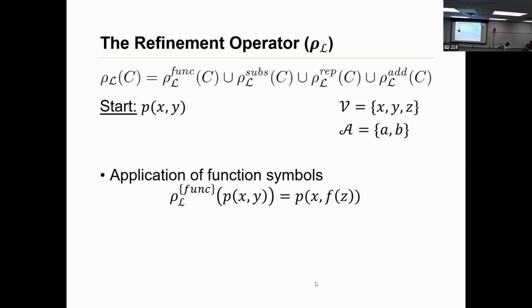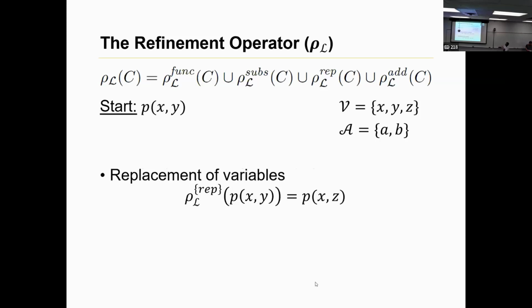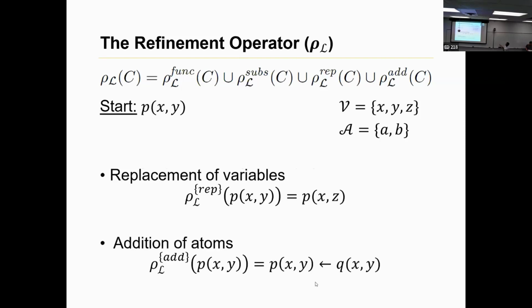Let's say we start with pxy, where x and y are variables and these are the two atoms. The first thing it can do is func, which is application of function symbols. We replace any variable with a function of the same variable or some different variable, in this case, let's say z. We can substitute constants, so we can substitute any of the variables with constants. We can replace variables with another variable, or we can add atoms like this. So we do some of these and we get a new set of clauses.